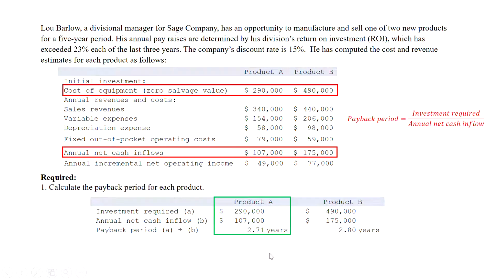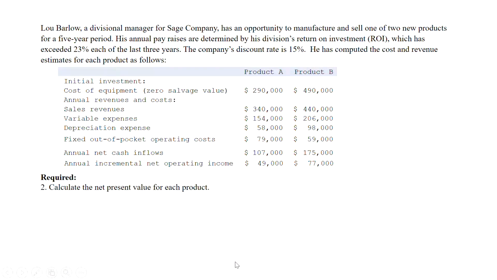What's a disadvantage, though, of this measure? It doesn't take into consideration the time value of money, so it treats future dollars like current dollars, which we'll learn when we get into some of our next calculations, which is comparing apples to oranges. So let's go ahead and move on to our next calculation, net present value.